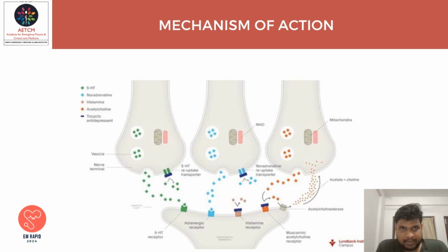Coming to the mechanism of action, tricyclic antidepressants inhibit the reuptake transporters of serotonin and noradrenaline contained in the presynaptic nerve terminal, and that will increase the availability of noradrenaline and serotonin in the synapse.